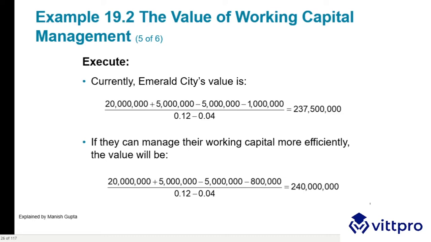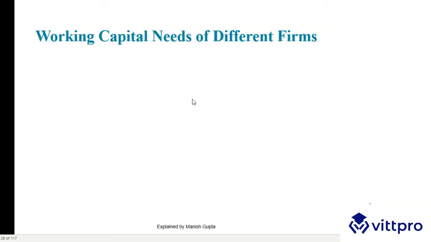The shortcut to calculate this: because it's a 20% saving on the working capital management and everything else is the same, you could have just divided 200 by 8%, so that you will get a similar result. Next, working capital needs in different types of firms.